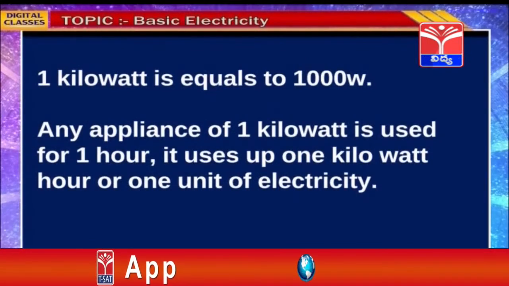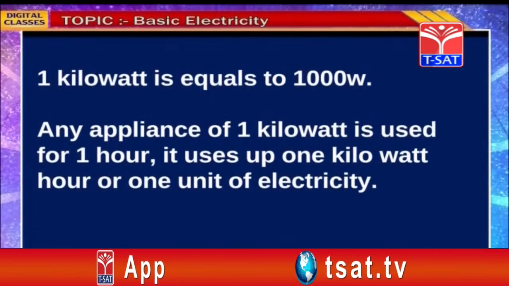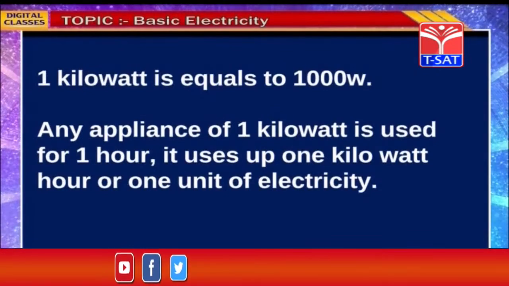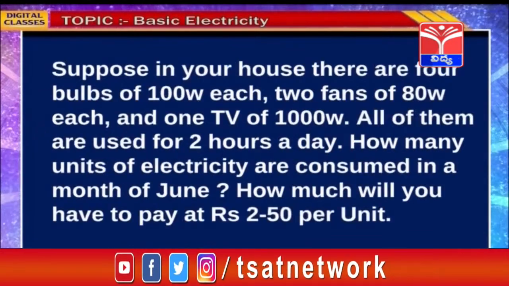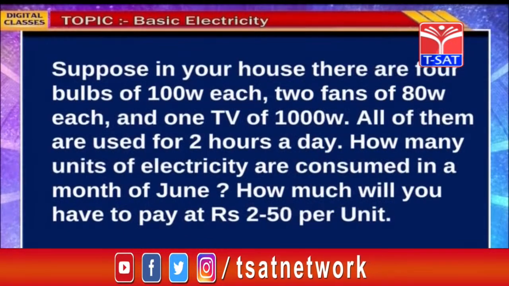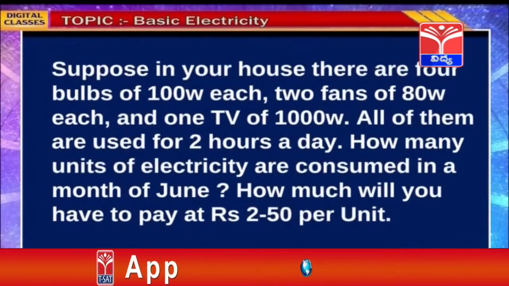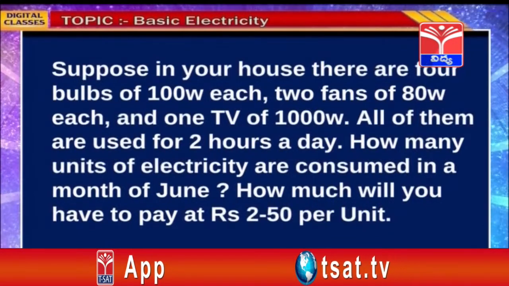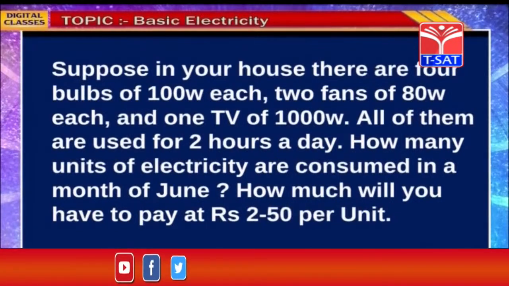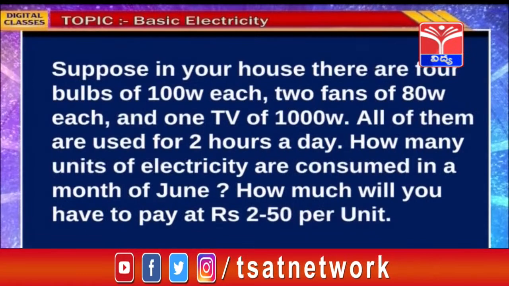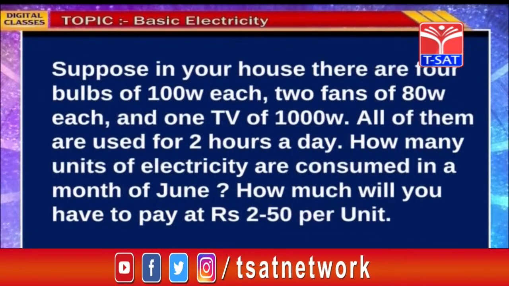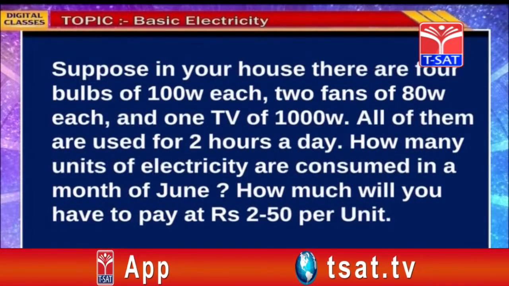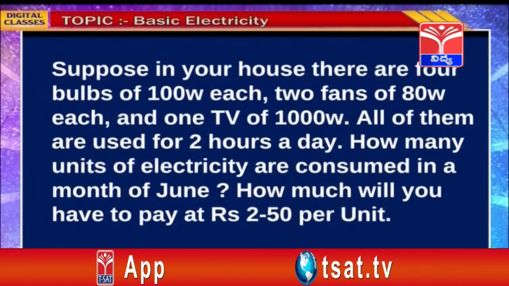When any appliance of 1 kilowatt is used for 1 hour, it uses up 1 kilowatt hour or 1 unit of electricity. Suppose in your house there are 4 bulbs of 100 watts each, 2 fans of 80 watts each and 1 TV of 1000 watts. All of them are used for 2 hours a day. How many units of electricity are consumed in the month of June? How much will you have to pay at ₹2.50 per unit?